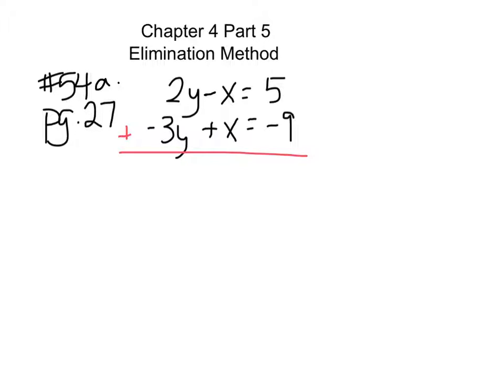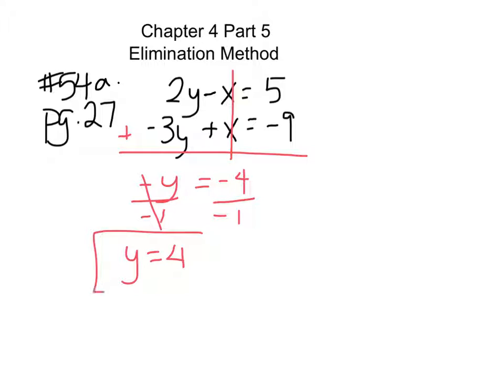2y minus 3y is negative y. Negative x and positive x cancel out, which is what we wanted to happen, and then 5 plus negative 9 is negative 4. So we were able to eliminate a variable, and now we're going to solve for y, so y equals positive 4. Through the elimination method, we are able to eliminate a variable.